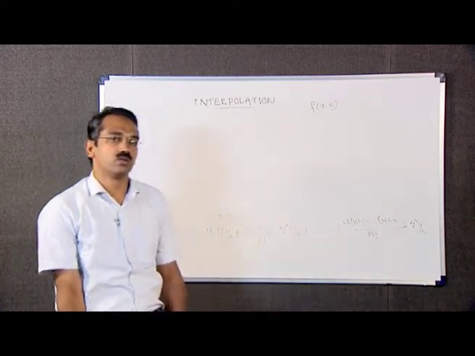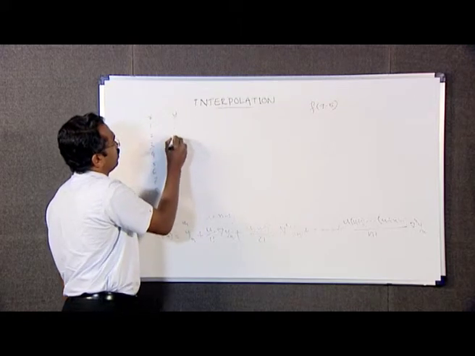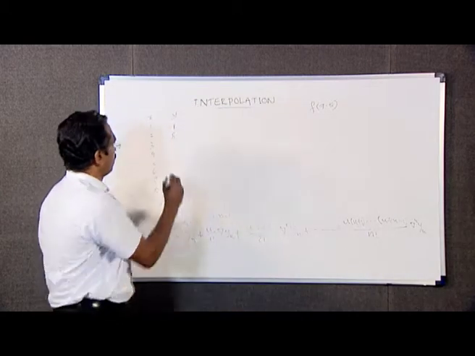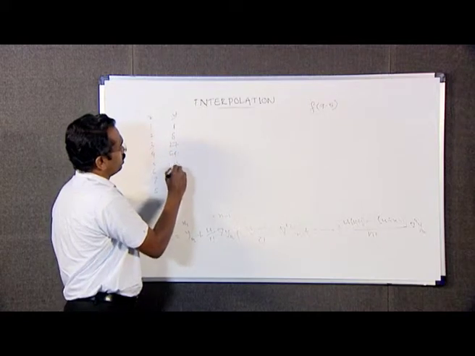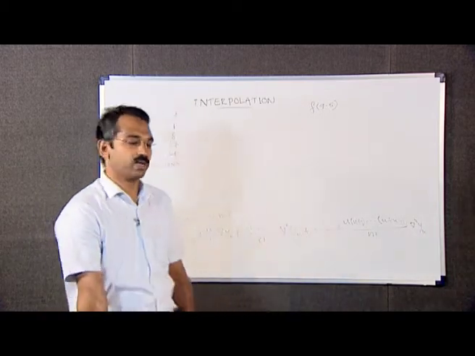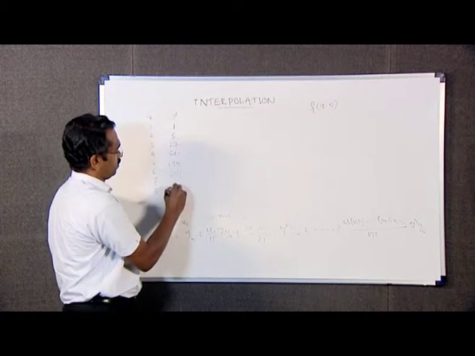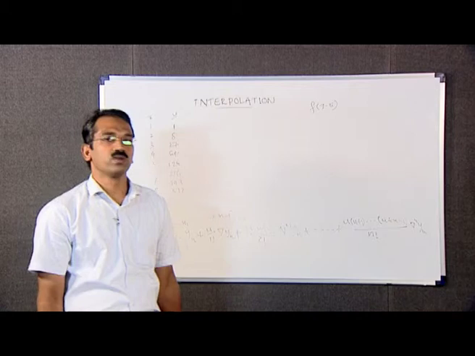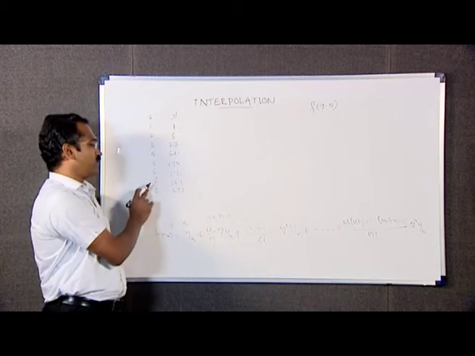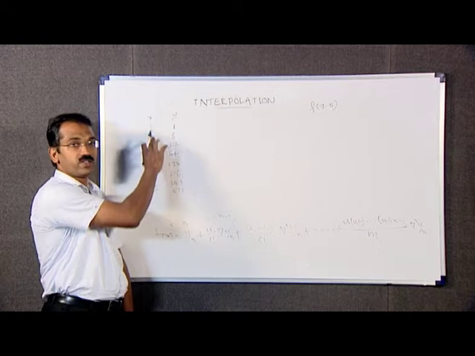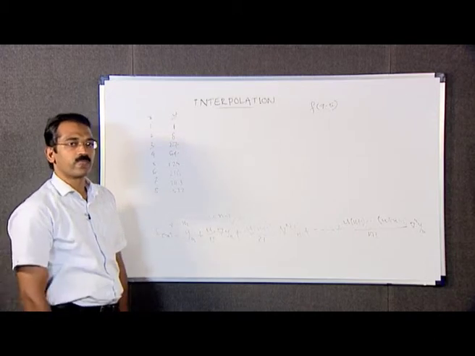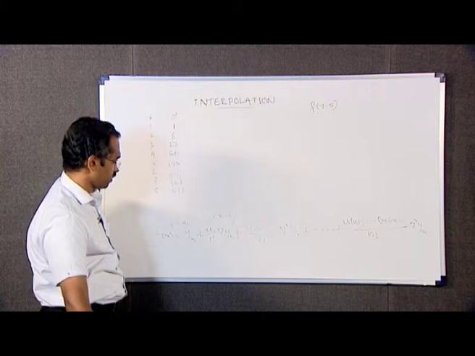The y values are 1, 8, 27, 64, 125, 216, 343 and 512. We have to evaluate f of 7.5. Here f of 7.5 is in between 7 and 8, which is at the end of the given data. Therefore, we use the backward interpolation formula.